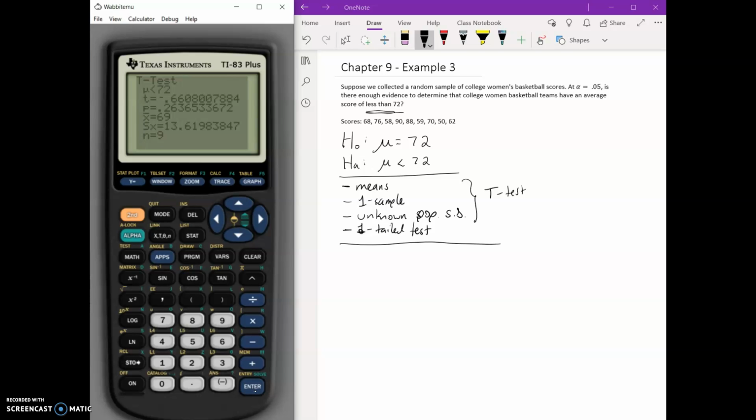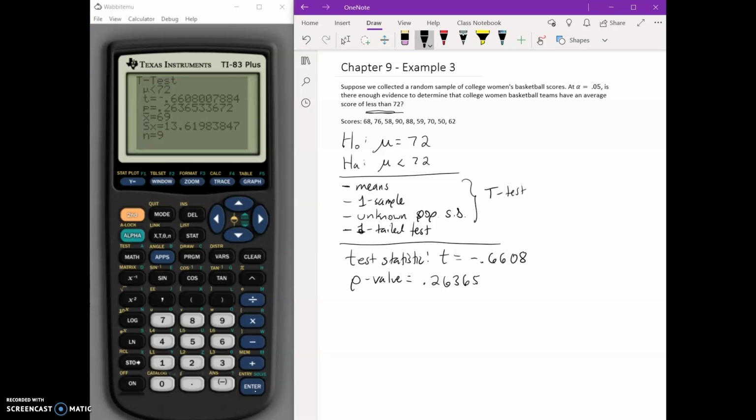And so from here, we see that our test statistic in this case is t is equal to negative 0.6608. And then our p-value is equal to 0.26365. Now notice what we can calculate here. We can see the sample mean was 69, our sample standard deviation is 13, and there were 9 data values, right? So you could double check and make sure that you were supposed to have 9 data values. So that's a good way to check this.